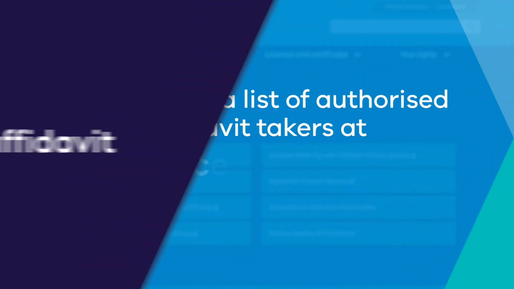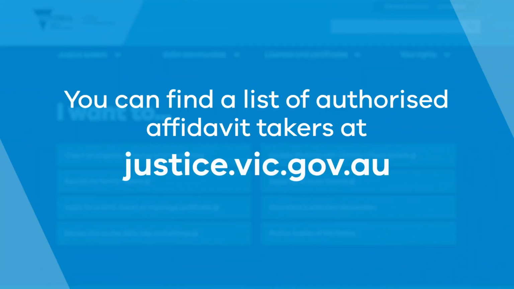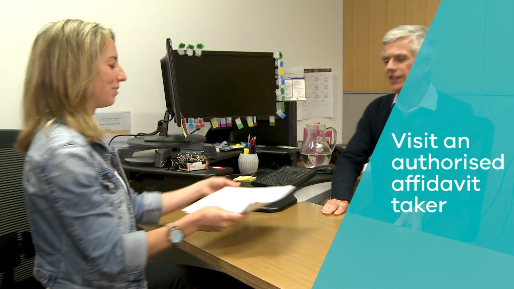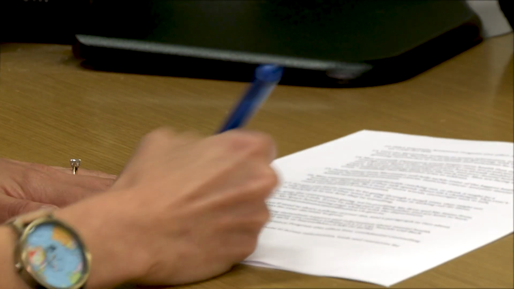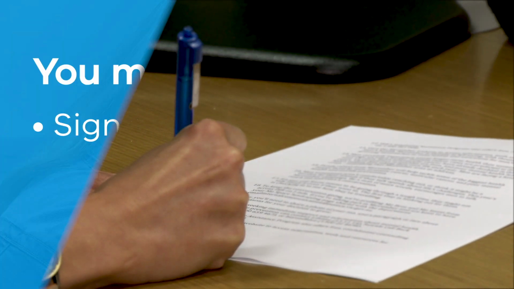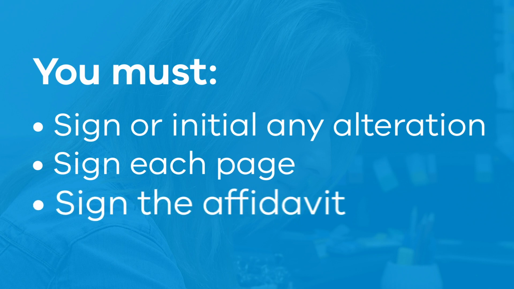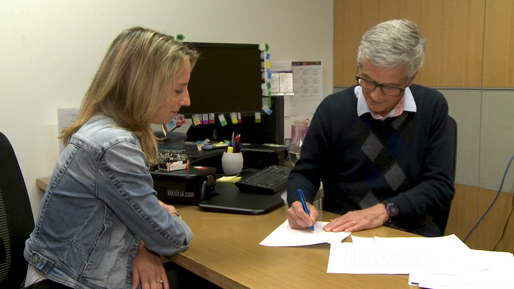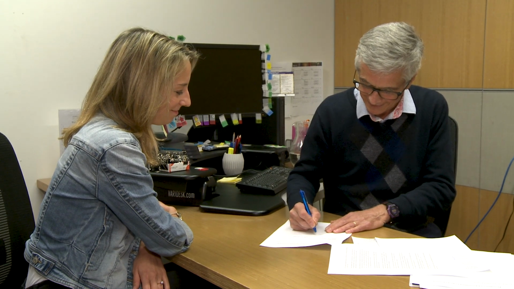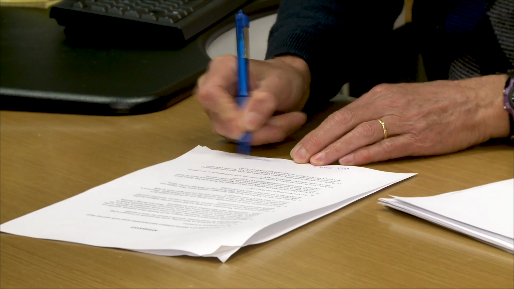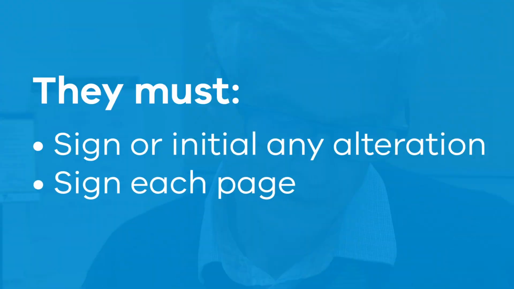A list of people who can take affidavits can be found at justice.vic.gov.au. Visit an authorised affidavit taker. In their presence, you must sign or initial any alteration to the affidavit, sign each page, and sign the affidavit. The authorised affidavit taker must then sign or initial any alteration and sign each page of the affidavit.